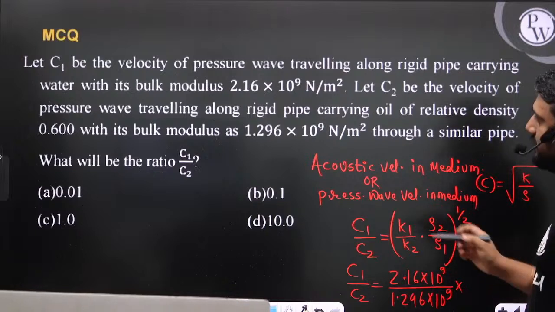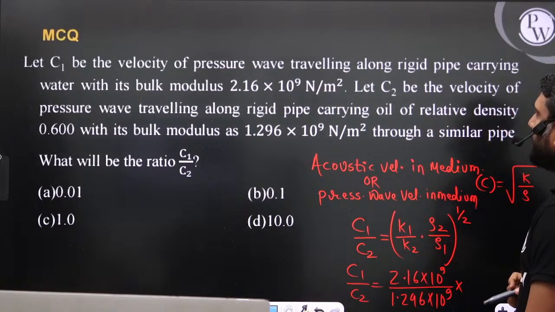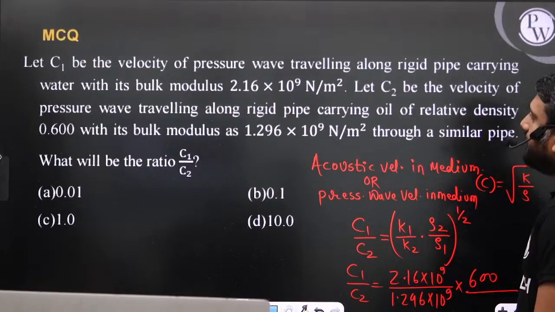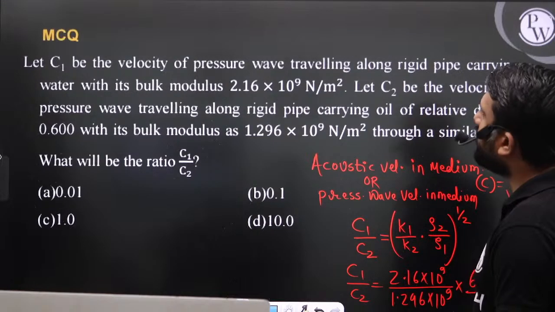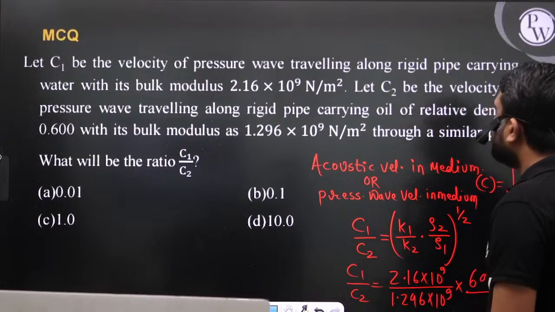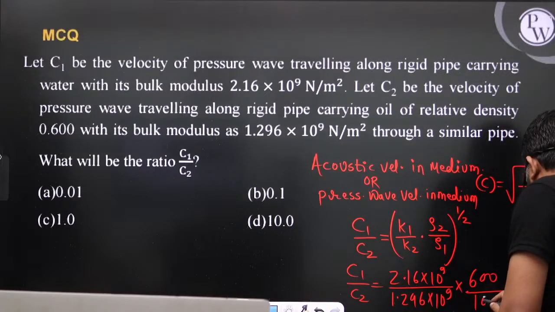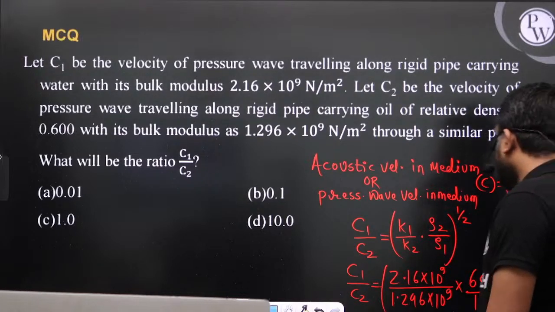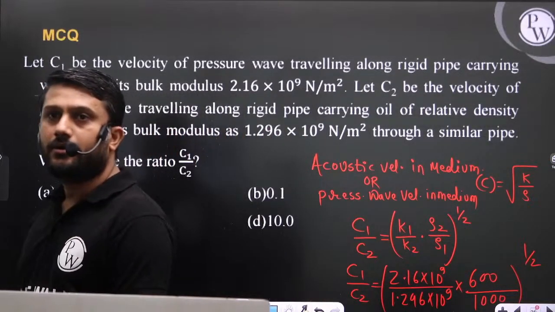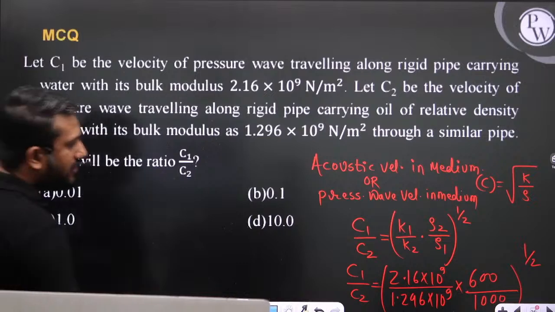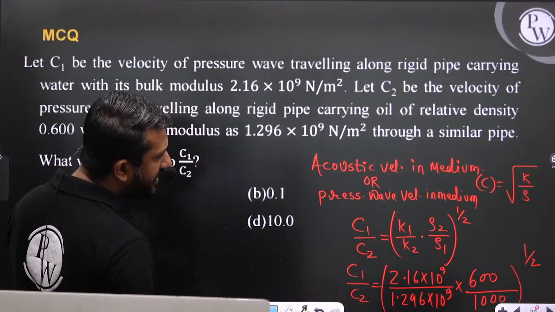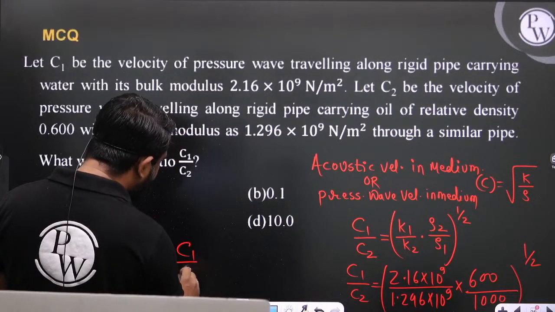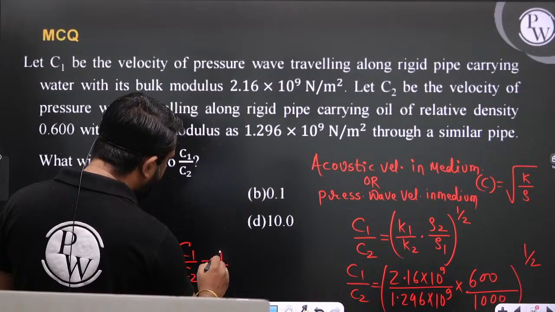So we can write that density of oil is 600 divided by density of water. The density of water is 1000, everyone knows, all to the power 1 by 2. Now if you solve this, then what you are getting, C1 by C2 is equal to 1.